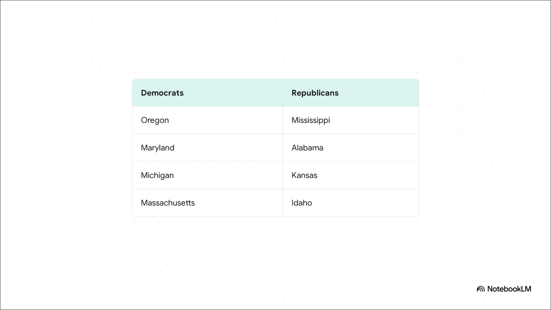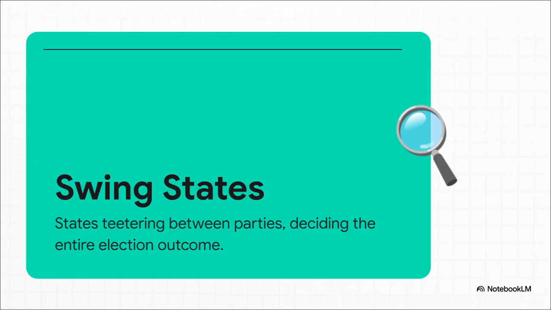To ground this in some recent historical data from our source, let's think about the 4 election cycles between 1996 and 2008. Over that specific period, Democrats could reliably count on safe states like Oregon, Maryland, Michigan, and Massachusetts. On the flip side, Republicans could count on safe states like Mississippi, Alabama, Kansas, and Idaho. The math in these states was, historically speaking, very predictable. So the crucial point is, what happens to the rest of the map?